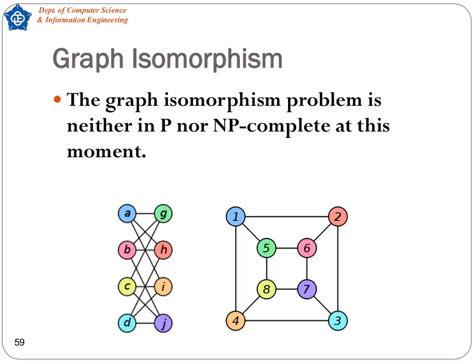Despite this simple statement, and this crystal-clear example, no polynomial time algorithm is known, nor has the problem been proved NP-complete. Graph isomorphism sits squarely in that intriguing gray area between P and NP-complete.